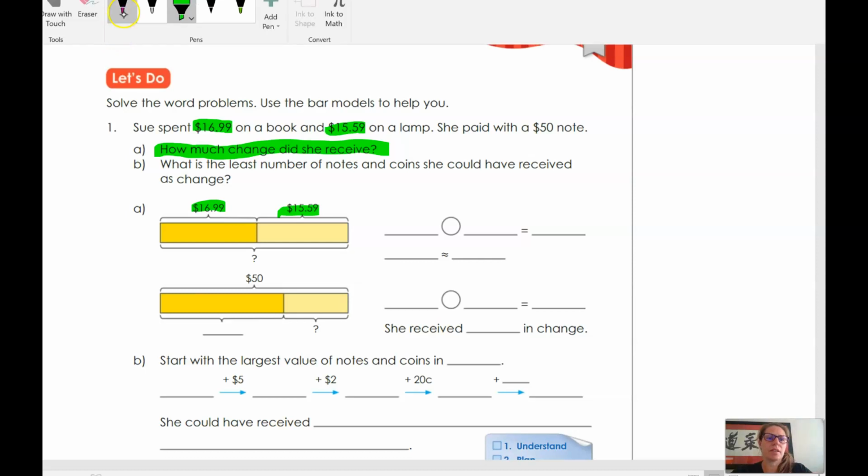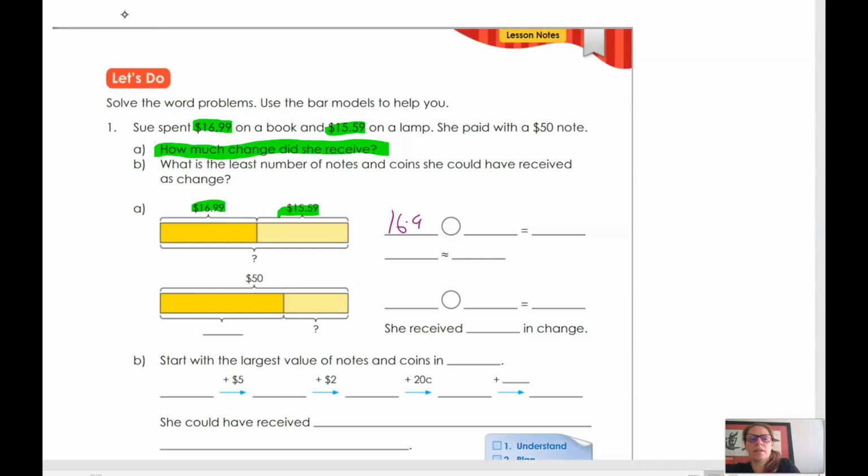So let's get a pen. So it's $16.99 plus, and I'm doing my dollar signs because I just don't want to forget to do my dollar signs. Now, in my brain, I could almost do this mentally, but I'm not going to. $16.99 plus $15.59.